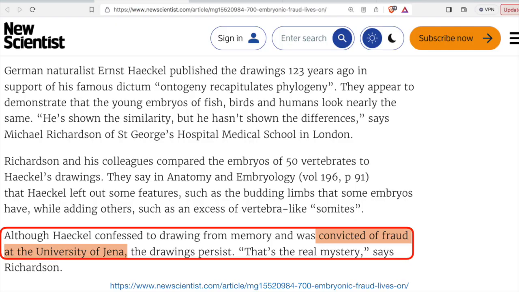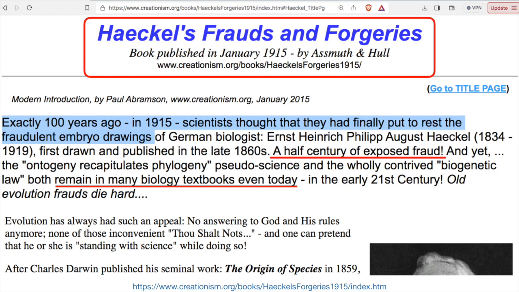Haeckel confessed, and he was convicted of fraud at the University of Jena. The drawings persist. That's the real mystery. Why are these drawings still in the textbooks to prop up this theory? And again, a theory that's true doesn't need to have frauds propped up for 100 years. And this is a book, this was hard to find on the internet. This is called Haeckel's Frauds and Forgeries.